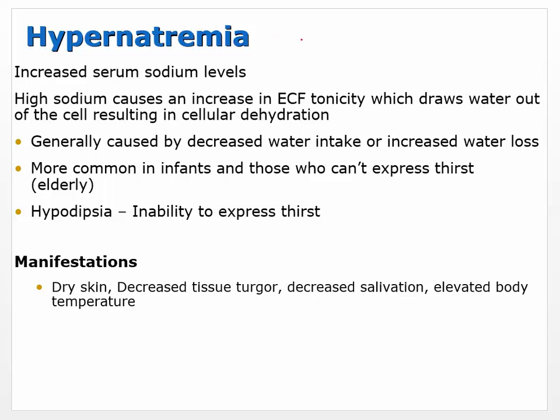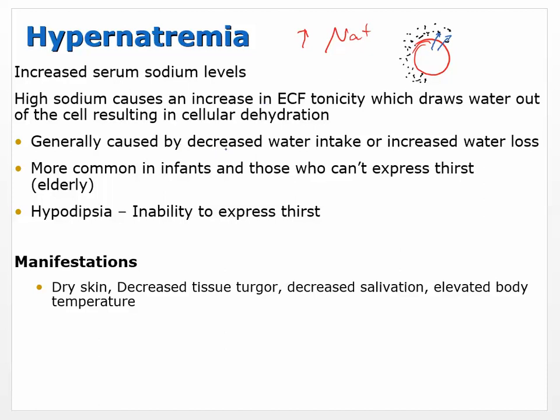So hyper, that's too much, so that's high sodium. Hypernatremia, so increased sodium levels. High sodium causes an increase in extracellular fluid tonicity. So remember this word, hypertonic. Okay, so now we have too much sodium out here. So remember what happened when we didn't have enough sodium, that cell swelled. So it logically makes sense now that the cells will shrink if we have too much sodium. So it's going to pull it out.